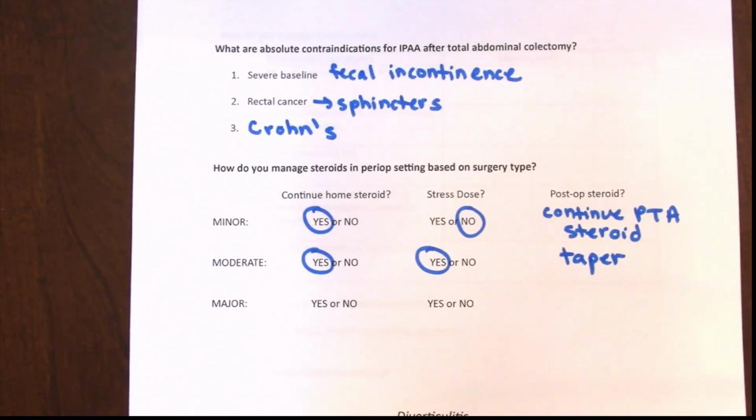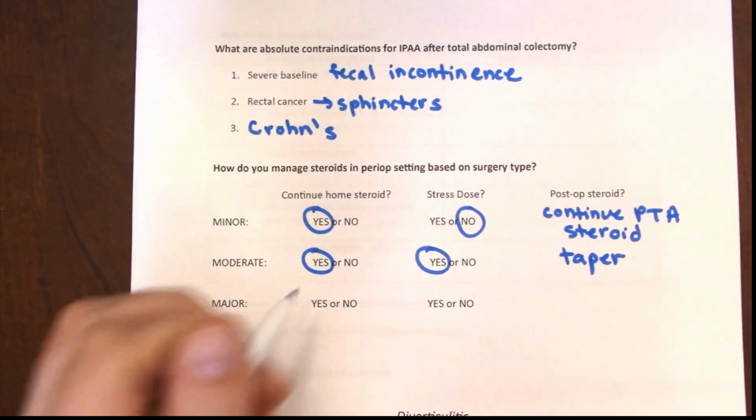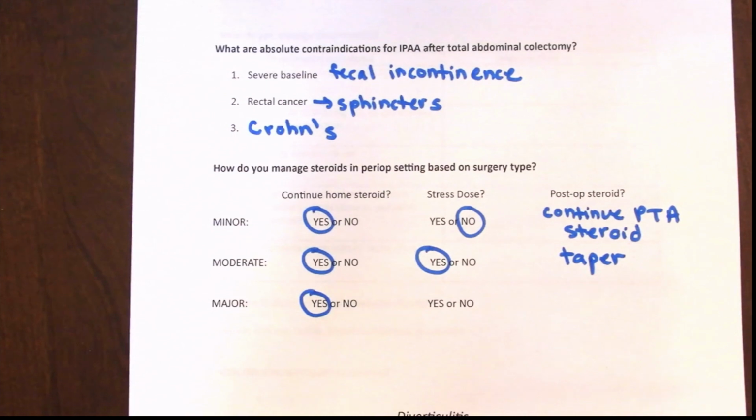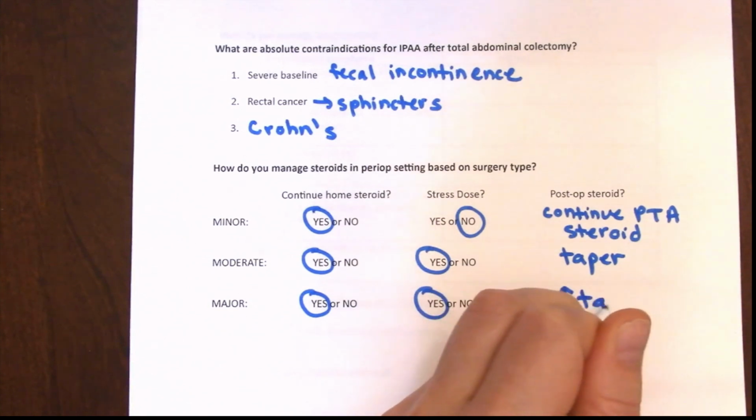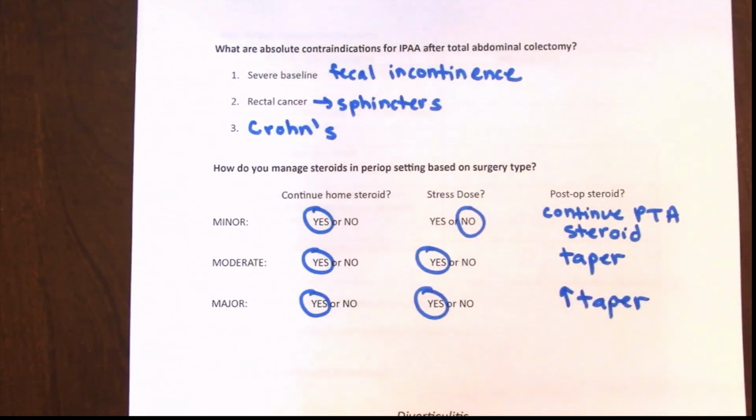And then if the patient is undergoing a major surgery, they would not only continue their home steroid, but they would have a higher stress dose steroid as well as a longer taper. So the stress dose would be 100 milligrams IV hydrocortisone, and then the taper would be 50 milligrams IV every 8 hours for 24 hours of also hydrocortisone.